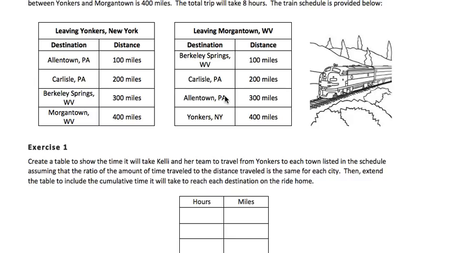We're asked to create a table to show the time it will take Kelly and her team to travel from Yonkers to each town listed in the schedule, assuming that the ratio of the amount of time traveled to the distance traveled is the same for each city. Then we're going to extend the table to include the cumulative time it will take to reach each destination on the ride home. Cumulative means the running total. And so when we complete this, you'll see that it keeps on increasing.